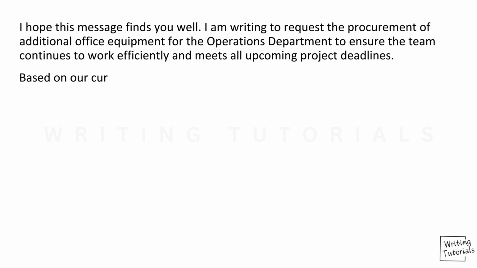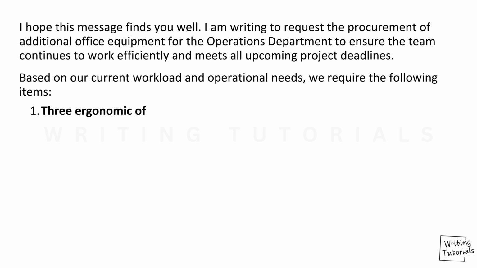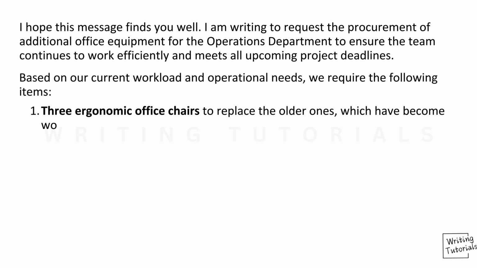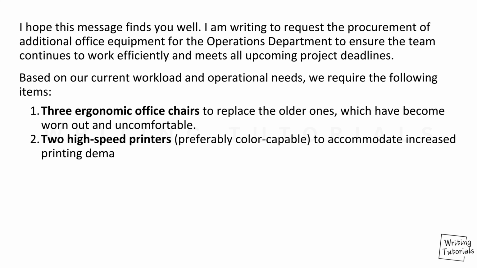Body paragraph 2. Specific items needed. The second paragraph is where James lists the equipment he's requesting. Here's what he writes. Based on our current workload and operational needs, we require the following items. Then, he provides a detailed numbered list of the items. Let's go over them.